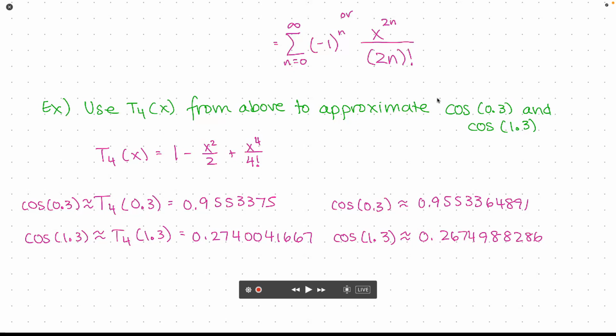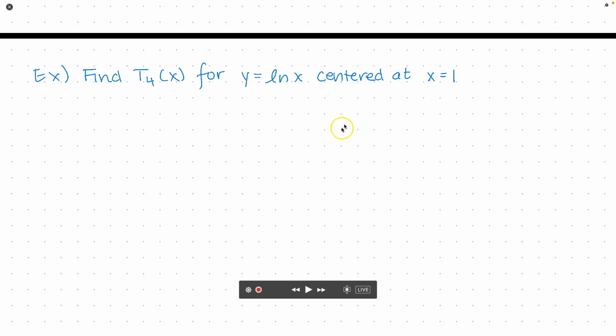All right. I'm going to have you guys try one. Example. You guys try finding the 4th degree Taylor polynomial for y equals the natural log of x centered at x equals 1. Give that a shot.